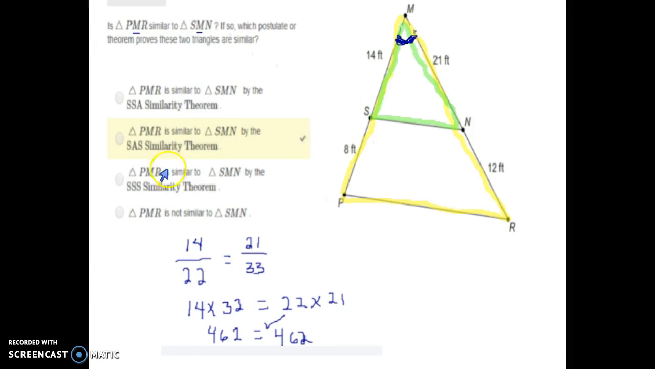And so we need to test to see if these sides are proportional. So is 14 over the whole, 22, equal to 21 over this side, which would be 33? When we cross multiply, we see that 14 times 33 is 462. 22 times 21 is 462, so those are equal. That means those sides are proportional. And so we have a side, we have an angle, and we have another side. So they are similar by the side-angle-side similarity postulate.